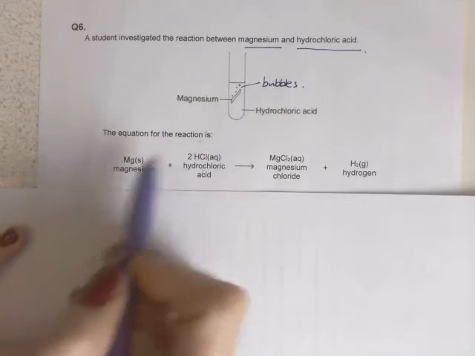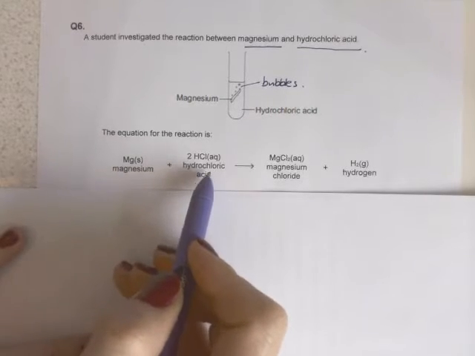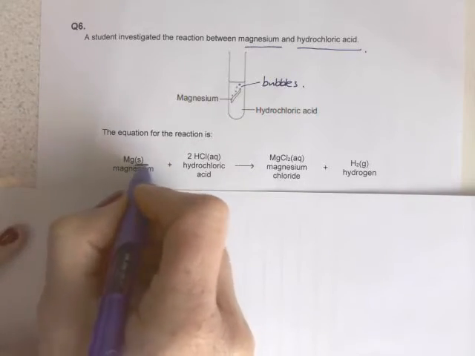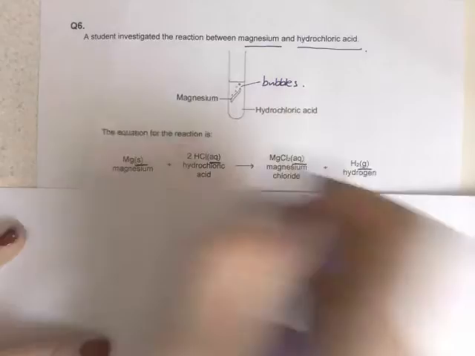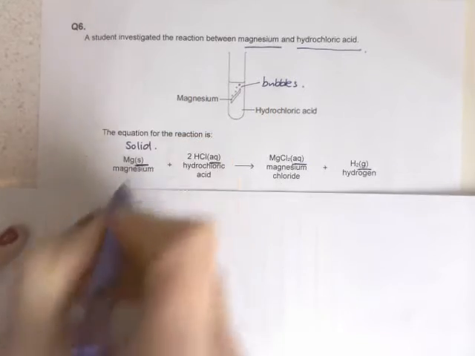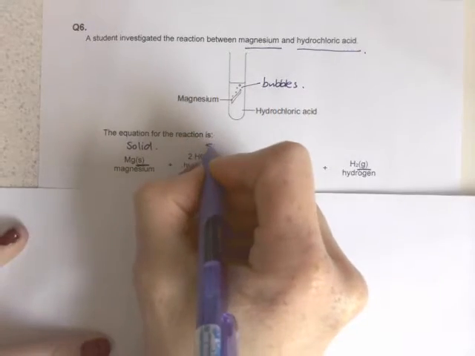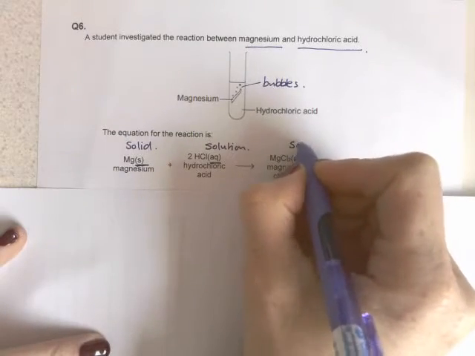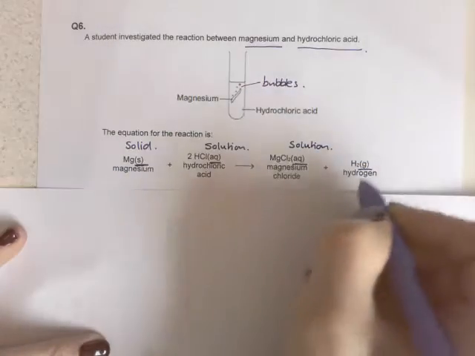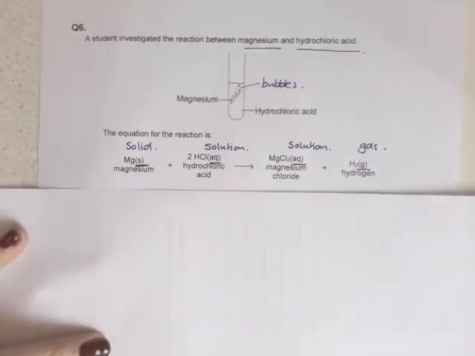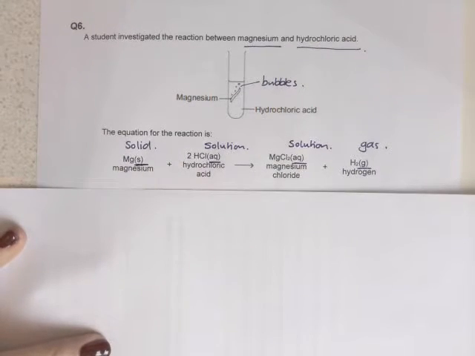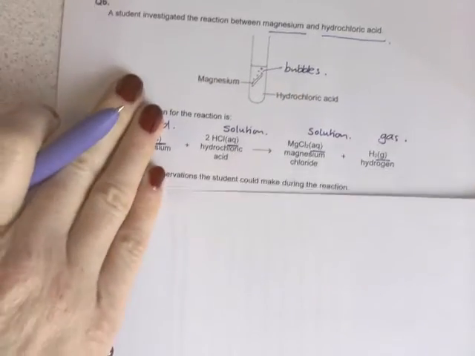The equation for the reaction is magnesium plus hydrochloric acid gives me magnesium chloride and hydrogen. Again, use the symbols. Magnesium is solid, S for solid. Hydrochloric acid is a solution. It will make magnesium chloride, which is another solution, and hydrogen, which is a gas. Those symbols are really, really useful. It's information that's hiding that most people will overlook, but it will help you to answer the questions.